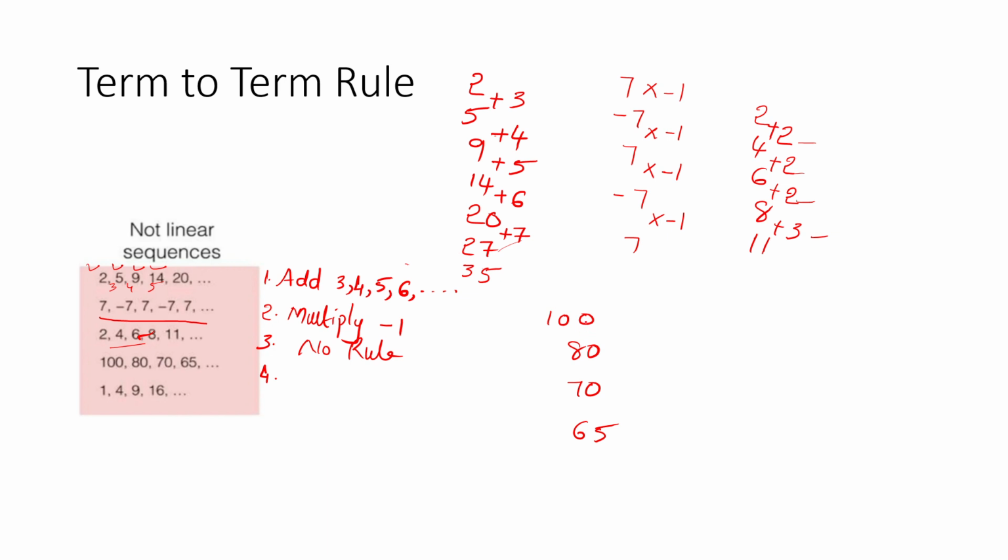So here, how will I get 80 from 100? Minus 20. Here minus 10. Here minus 5. So like that, subtract 20, 10, 5, like that. Okay, then what will be the next number?